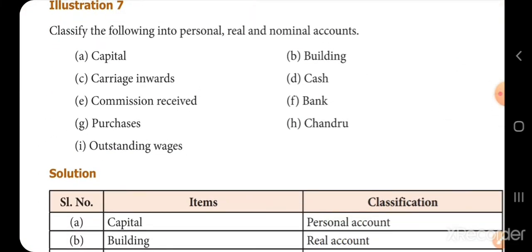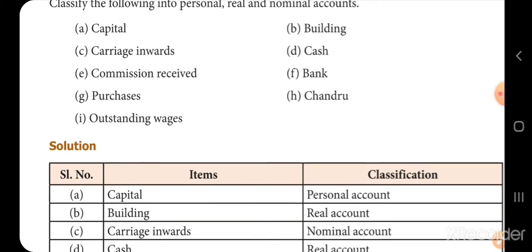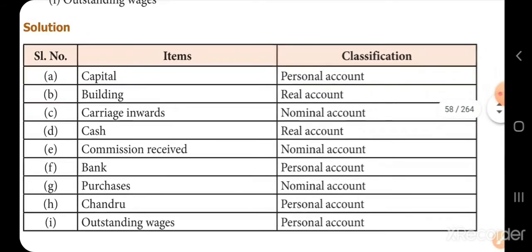Classify the following into personal, real and nominal account. Okay. First one is capital. Capital means what type of account it is. You open a capital account in the name of the person. One individual brings the capital to the business. So in that person's account, Ram's capital account, Mohan's capital account. So in a person's name only you are opening the capital account. So it is a personal account.